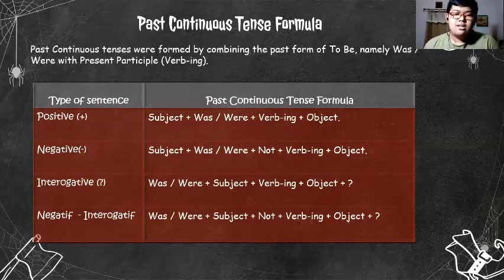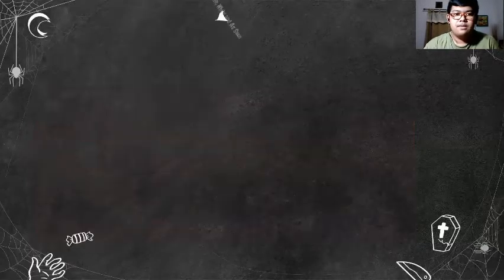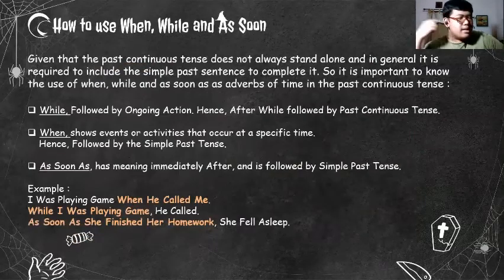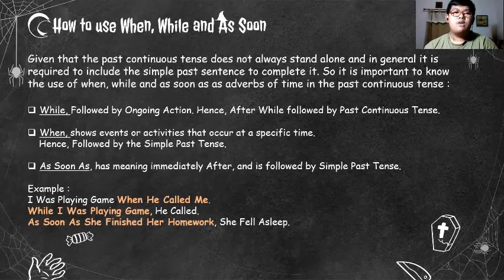And then negative interrogative: was, were plus subject plus not plus verb ing plus object and then plus question mark. Now in this past continuous tense, sometimes we wonder about how to use when, while, and as soon as. Given that the past continuous tense does not always stand alone and in general, it is required to include a simple past sentence to be complete. So it is important to know the use of when, while, and as soon as as a marker of time in the past continuous tense.